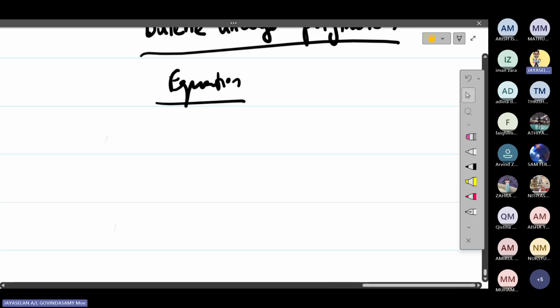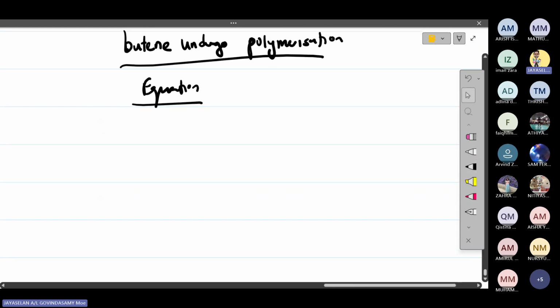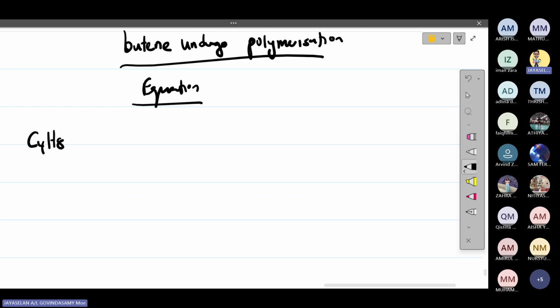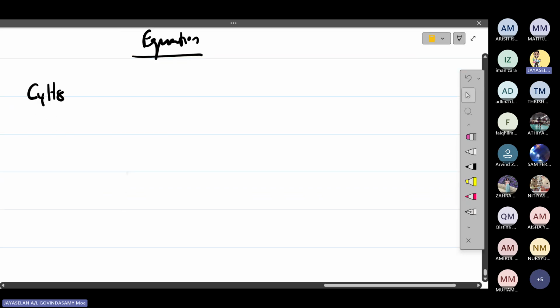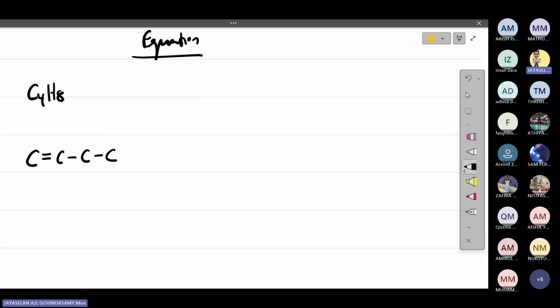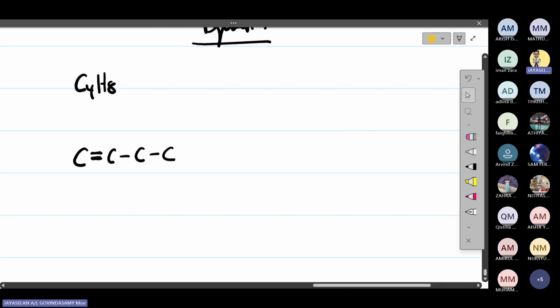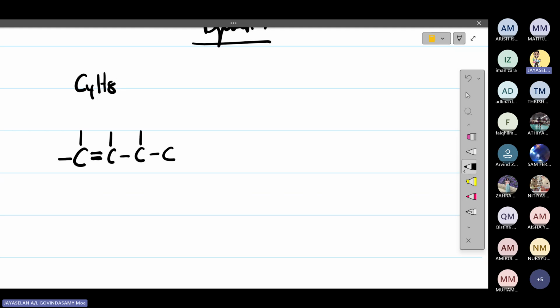Okay, time's up. You guys check the answer. What is the formula of butene? C4H8. Then after that, you all draw the structural formula. Butene: 1, 2, 3, 4. Then you put the double bond here. Butene means but-1-ene, so at the first carbon there is a double bond. Each carbon must have 4 bonds.